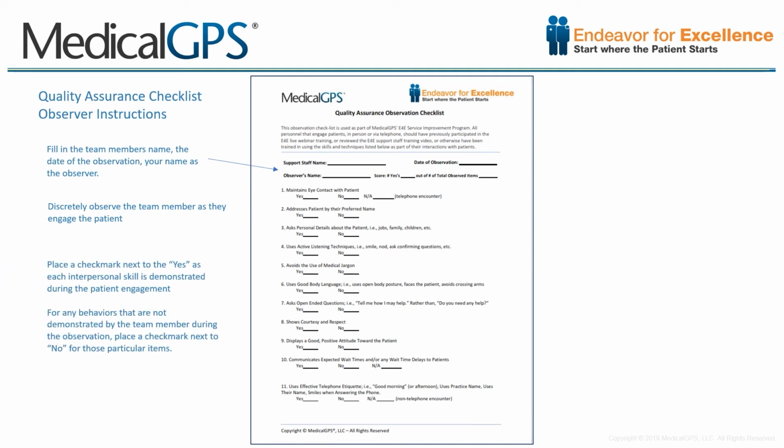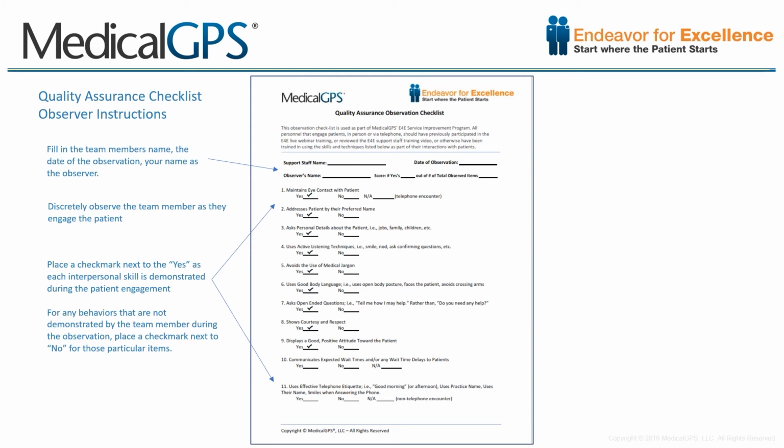As you observe your team member engaging the patient, place a check mark or otherwise indicate yes as they engage each of those interpersonal skills that they've been trained to use. For any behaviors that are not demonstrated during the encounter, place a similar check mark or indication next to no so that you can review that interpersonal skill with your team member at a later date.